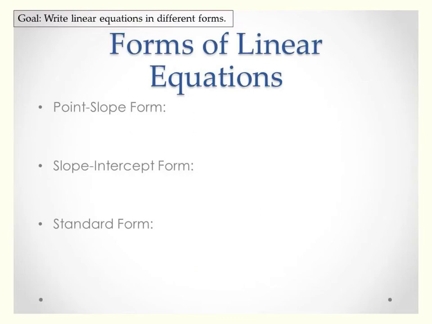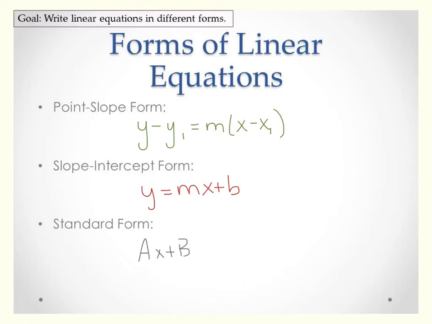Okay, so 3 forms you should now have memorized. First one, point slope form, what we were just doing. y minus y1 equals m times x minus x1. Slope-intercept form, which you should already have memorized. And standard form, ax plus by equals c, in which case you need to remember the 3 criteria for your a, b, and c. That was back in chapter 3 if you've forgotten those.